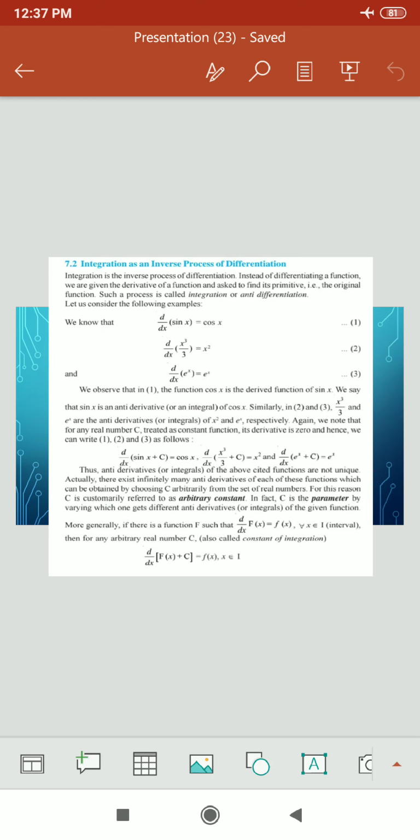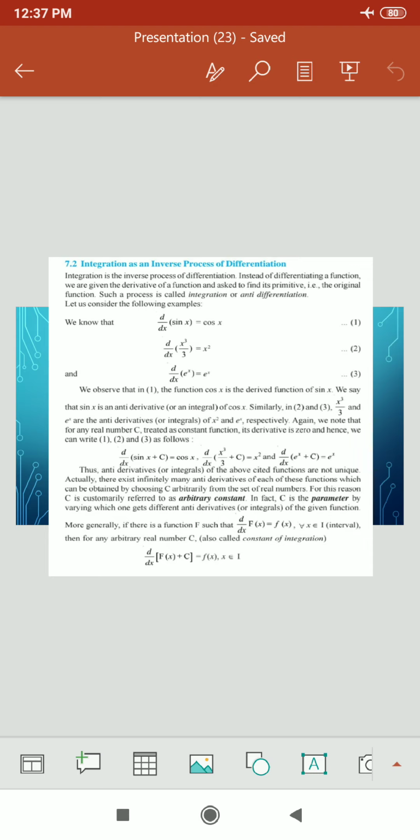Actually, integration is the reverse process of differentiation. Instead of differentiating a function, we are given the derivative of a function and are asked to find its primitive, that is the original function. Such a process is called integration or anti-differentiation. Let us consider the following example.